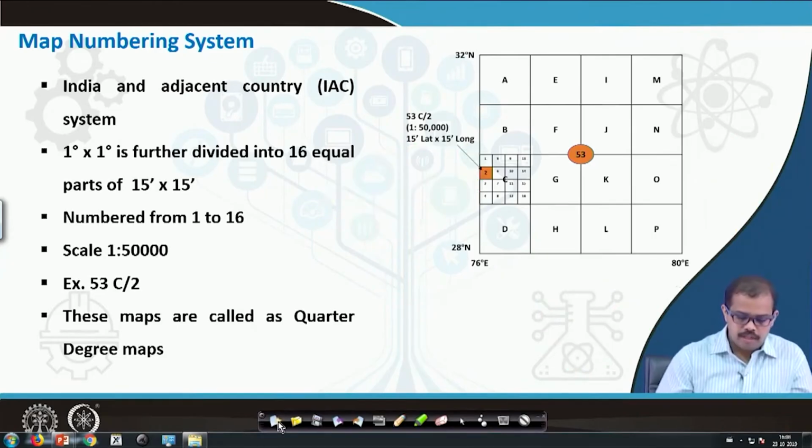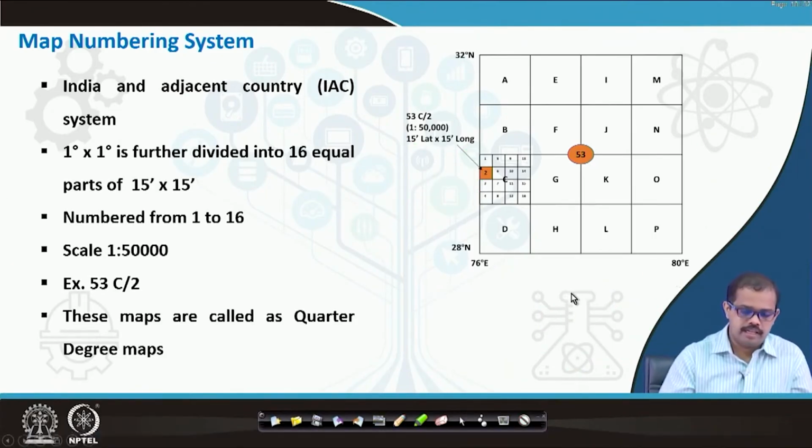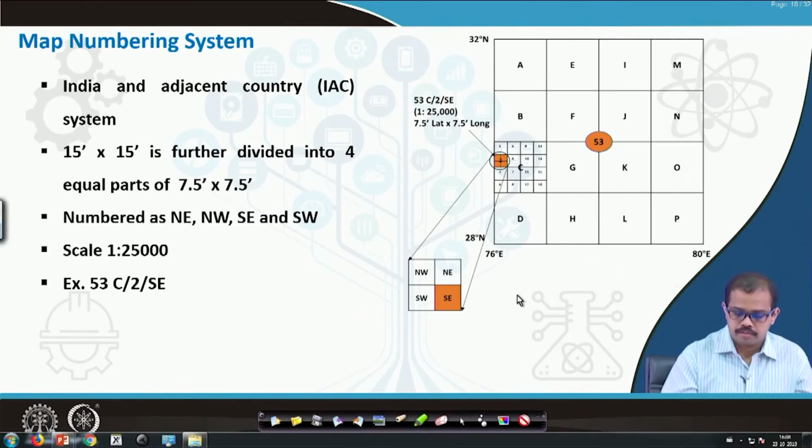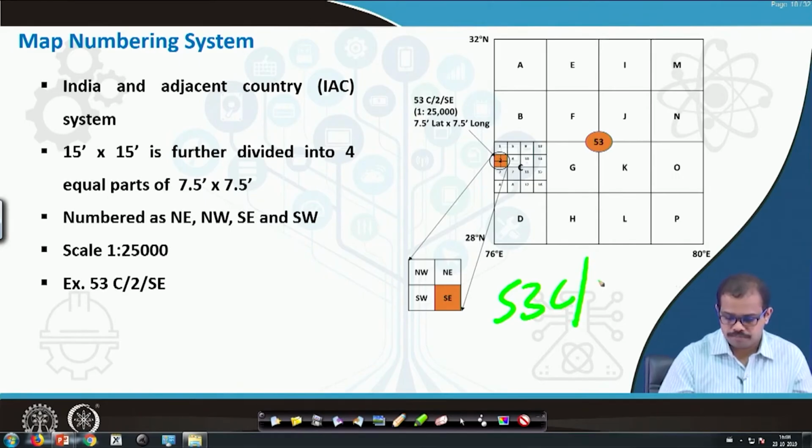Okay, so once we have learnt these 3 scales, we will also cover the last type of representation, the lowest kind of representation that is there in India and adjacent countries, which is the 1:25,000 scale. So when I say 1:25,000 scale, for example, let us say that I have already represented 53C, let us say 4.